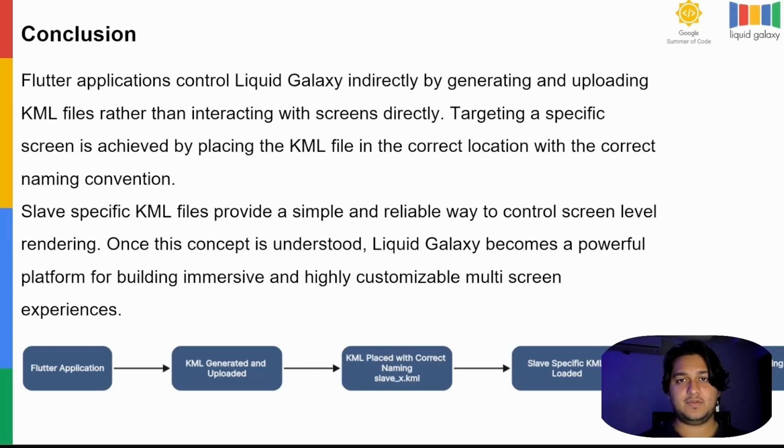Slave-specific KML files provide a simple and reliable way to control screen-level rendering without adding unnecessary complexity to the Flutter application. This is what allows developers to build immersive, flexible, and highly customizable multi-screen experiences. Once this concept is understood, Liquid Galaxy becomes much easier to learn and much more powerful to work with. With this understanding in place, I'll now move on to a small demonstration showcasing how this all works in action.